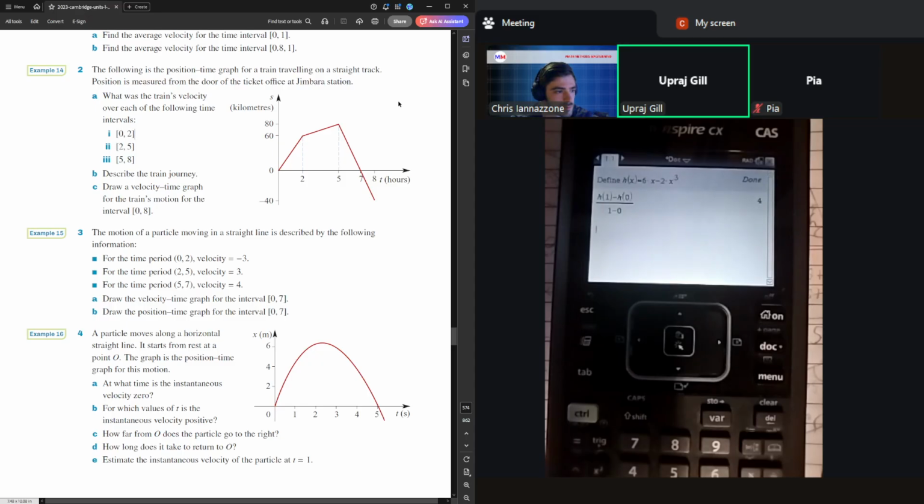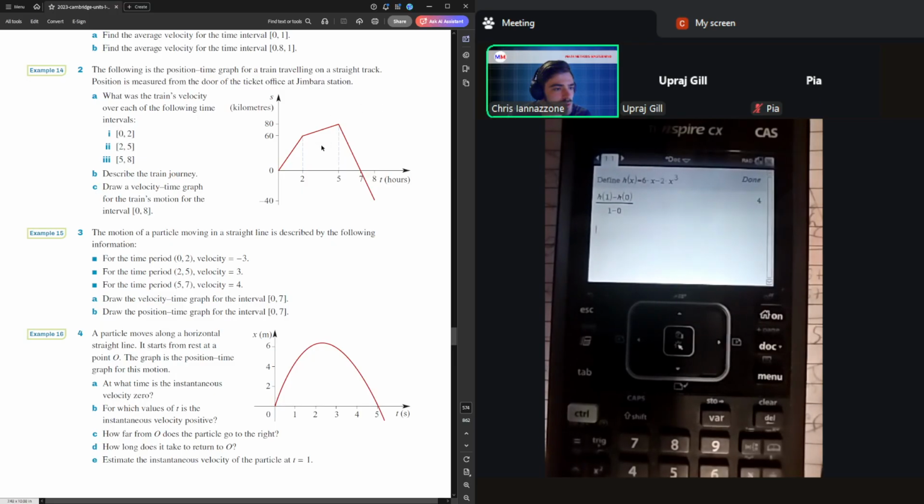Like for the first interval, we have the train travels 60 kilometers over 2 hours, and then the velocity would be 30 kilometers per hour. Correct. That's a nice and chill one.